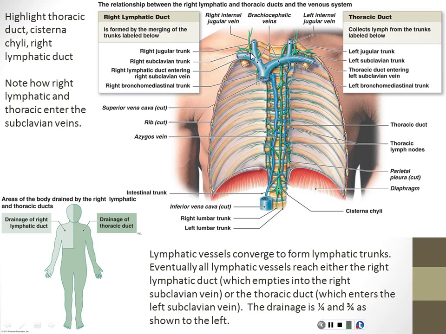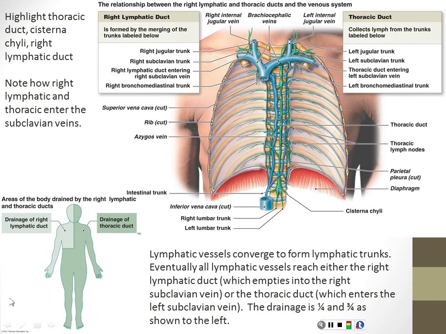Now, this is an example where the body is not symmetric. Usually we have a right and a left side and they match. Well, in lymphatic flow, it doesn't match. The upper right quarter, so the right side of your head, your right arm, your upper right chest, and your upper right back, all empty their lymph into the cardiovascular system here at the right lymphatic duct. And the right lymphatic duct empties into the right subclavian vein, which you should already know, right?